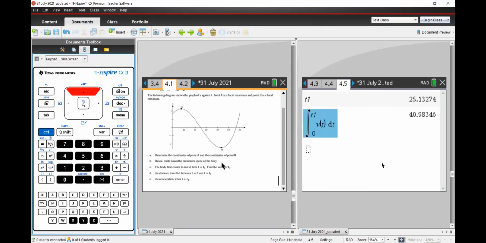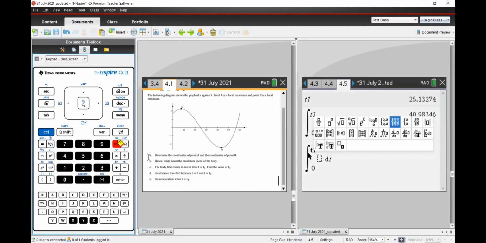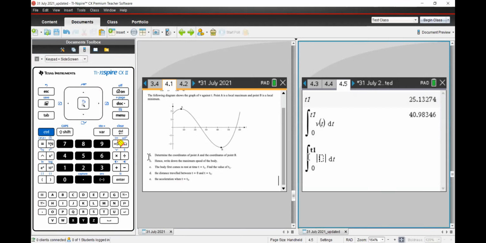But I haven't used the absolute function. I can use that. Before writing v(t), I can go to my math template, and in the math template, the first row, last column is the modulus. I can select that and write v of t. Or we can just write ABS and in the bracket v(t). Let me try that also. So first, let me just do this. Hit enter, it gives you the result.